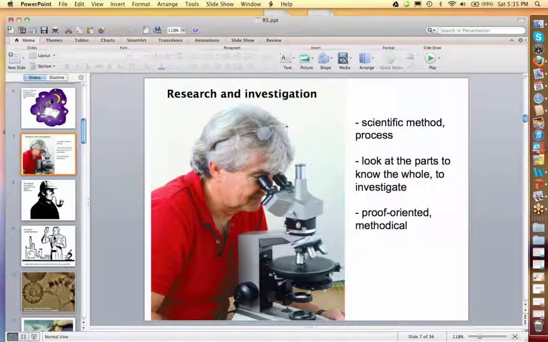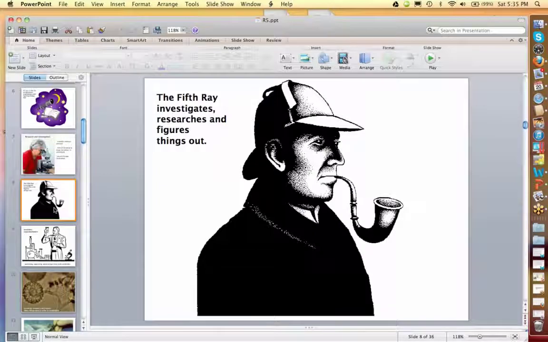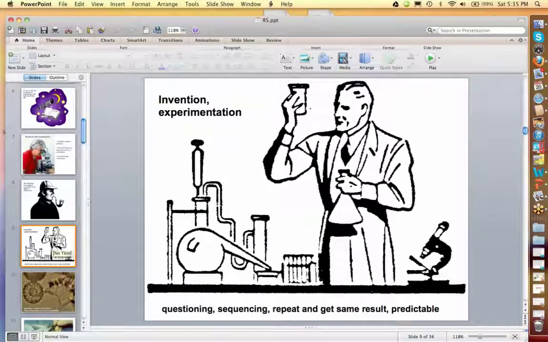Well, how do you know that this is so? Give me the proof. Or people that do a lot of research, for example, fact-finding, looking at all the data before making up their minds whether to buy this car, or this computer and that computer, usually speaks to fifth ray on the mind. It is the ray of invention and experimentation.